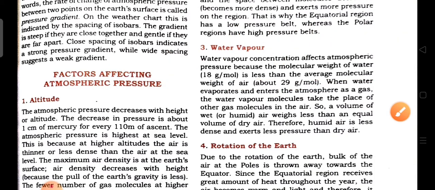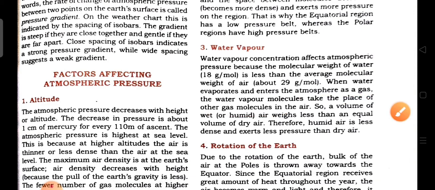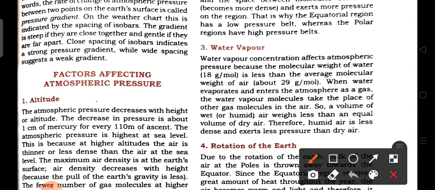And for that reason, when the water vapor enters the atmosphere as a gas, the water vapor molecules take the place of the other molecules in the air. So for that reason, the volume of the wet air, the air that consists of water vapor, is less than an equal volume of dry air.